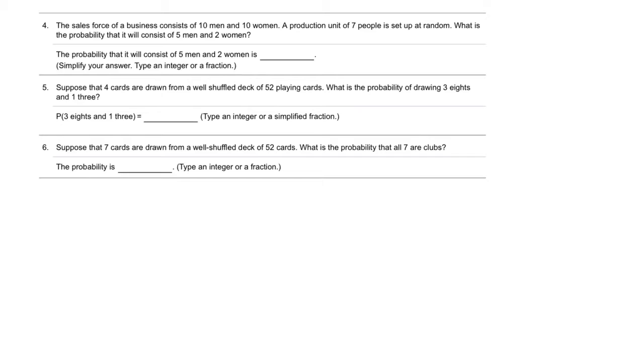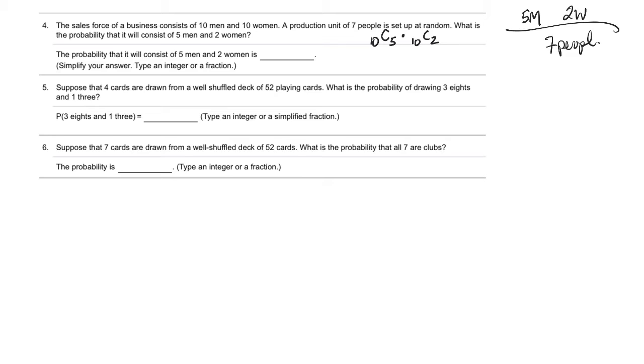So I've got to figure out how many ways I could get 5 men and 2 women, and I'll divide that by the total number of ways I can just get 7 people. So to get 5 men, there's 10 men altogether, and I can choose 5. So 10 choose 5. That'll tell me how many different ways I can get 5 men. And then to get the women, of course, it'll be 10 choose 2.